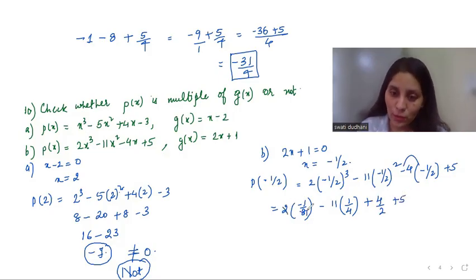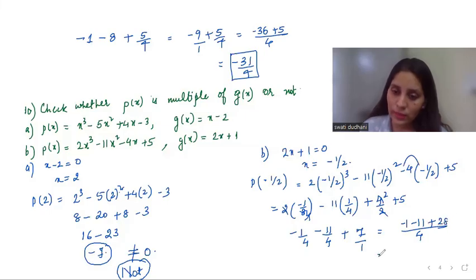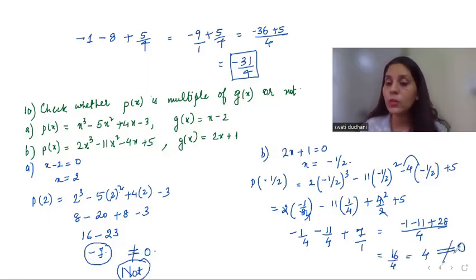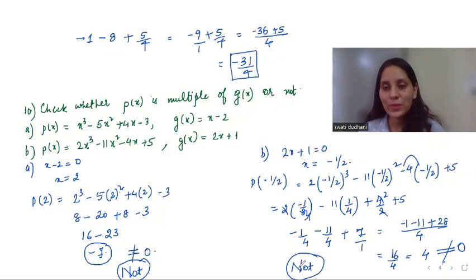So 2 ones are 2, 2 fours are 8, minus 1 by 4 minus 11 by 4. 2 ones, 2 twos are 4. 2 plus 5 is 7. So here we can take the LCM. 4 is the LCM. Minus 1 minus 11 plus 7 fours are 28. So minus 12 plus 28 will give you 16, so 16 by 4, which is 4. Again, this is not equal to 0. That means it is not a factor. I hope this is clear.